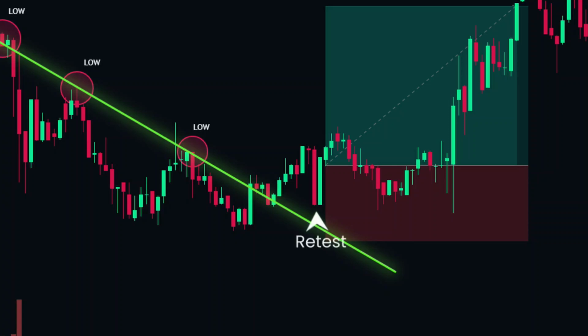When the price returns to retest, you can make your entry. Your stop loss will be at the low of the breakout candle. But I'll explain where to place your target in my second strategy section so you'll have a clearer understanding.